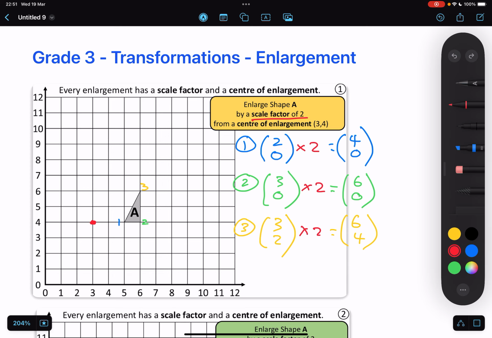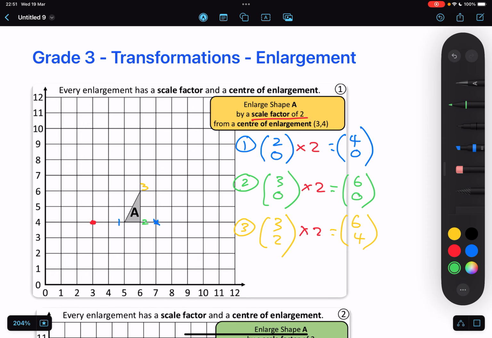So let's start with our new point number 1. Instead of going 2, 0, we're going to go 4, 0. So we'll go 4 to the right from our center of enlargement. We'll go 4 to the right, 1, 2, 3, 4, and we will not go up or down. So that is our new point.